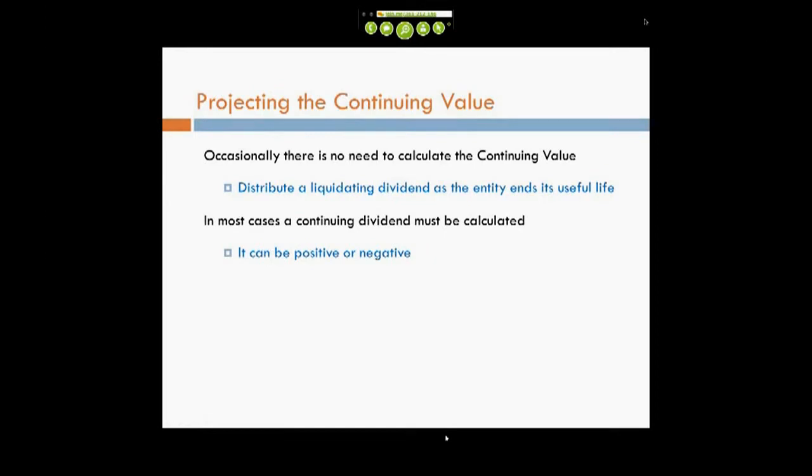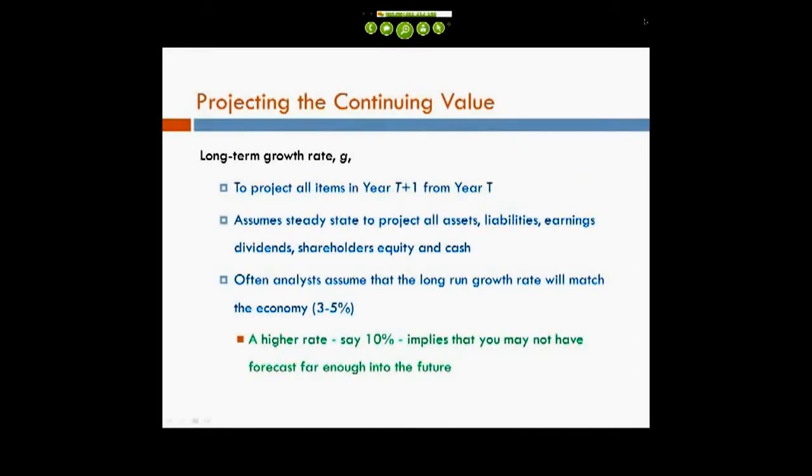We'll need to calculate the continuing value. If the company is going out of business, then you don't need it. It should be a positive number. It doesn't have to be. Remember, so after 5 years, we need to calculate your continuing value. That's the key number that you need to figure out to do that is this long-term growth rate called G. Long-term growth.